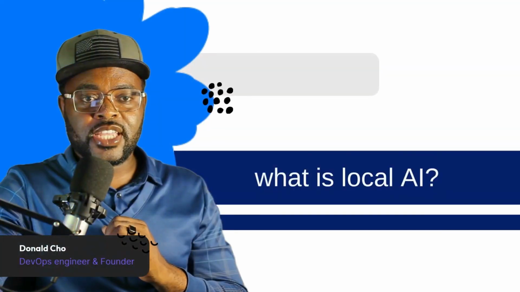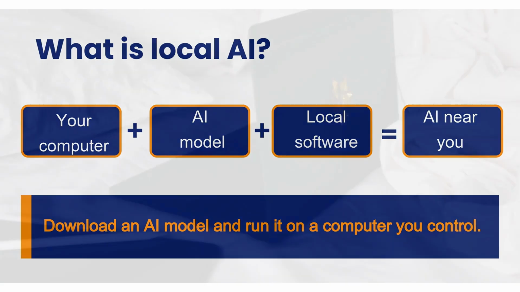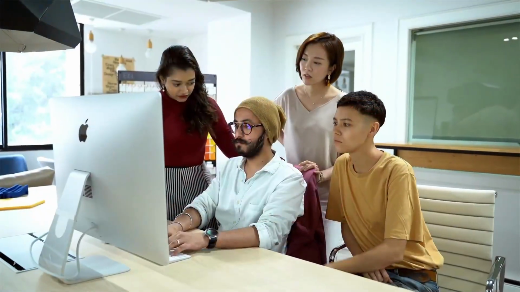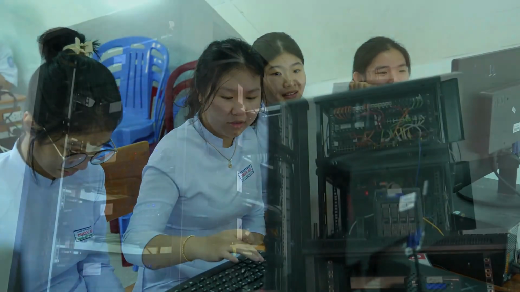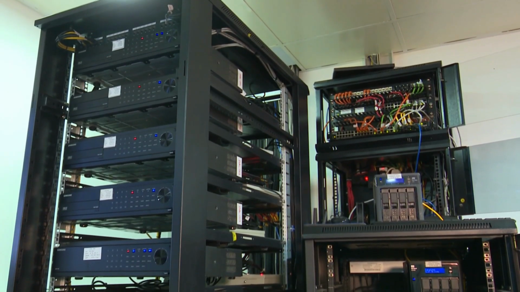So what is local AI? Very simple. Local AI means you download an AI model and run it on a computer you control. That computer can be your laptop, your desktop, your office computer, a school computer, or later, even a local server that other people can connect to.